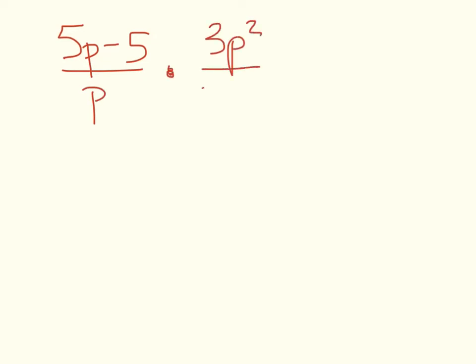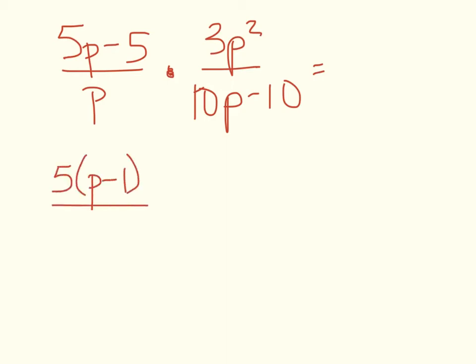For our first problem, I want to start off with a pretty simple one. We're going to start off with 5p minus 5 divided by p times 3p squared divided by 10p minus 10. So since I'm multiplying both of these rationals, the first thing I want to do is actually factor every piece that I see. So I'm going to start right up here with 5p minus 5. It looks like there's a GCF of 5. So I'm going to pull that GCF out, giving me 5 times p minus 1.